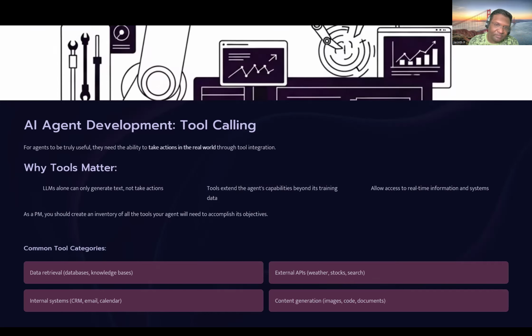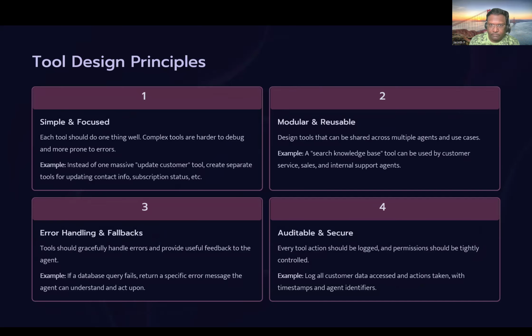Here are some design principles for tools. Tools are the agent's hands and feet. How you design them impacts reliability. These are the four key principles. First is keep tools simple and focused. One tool should do one job well. Smaller modular tools are easier to debug. This is the first principle. One tool should do one job well.